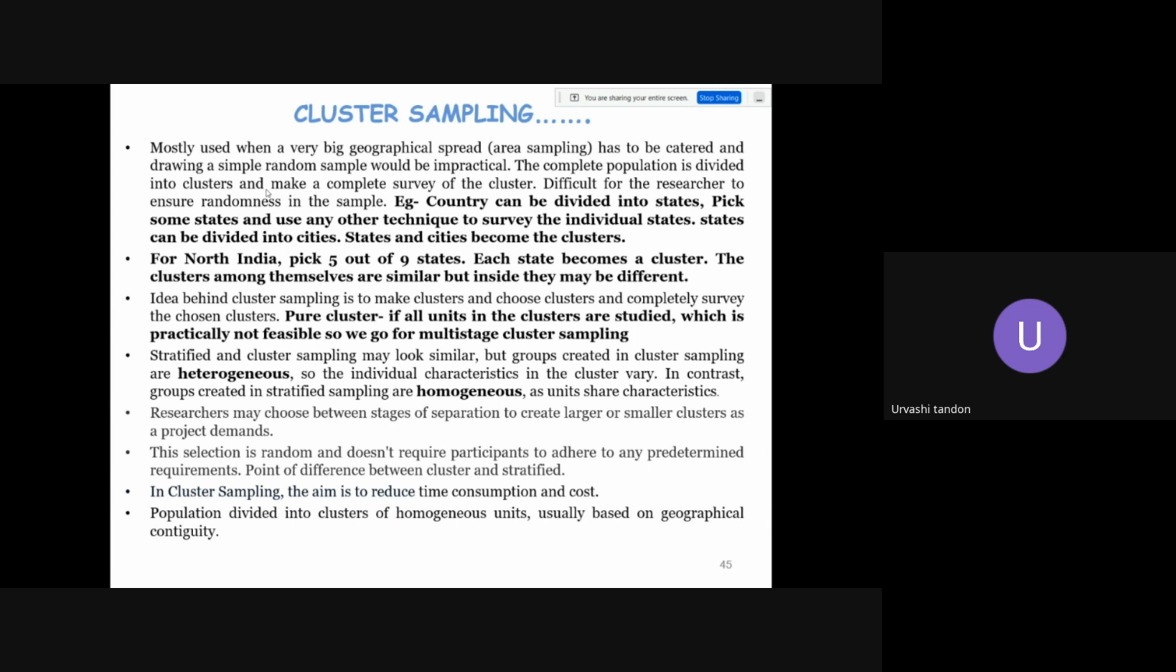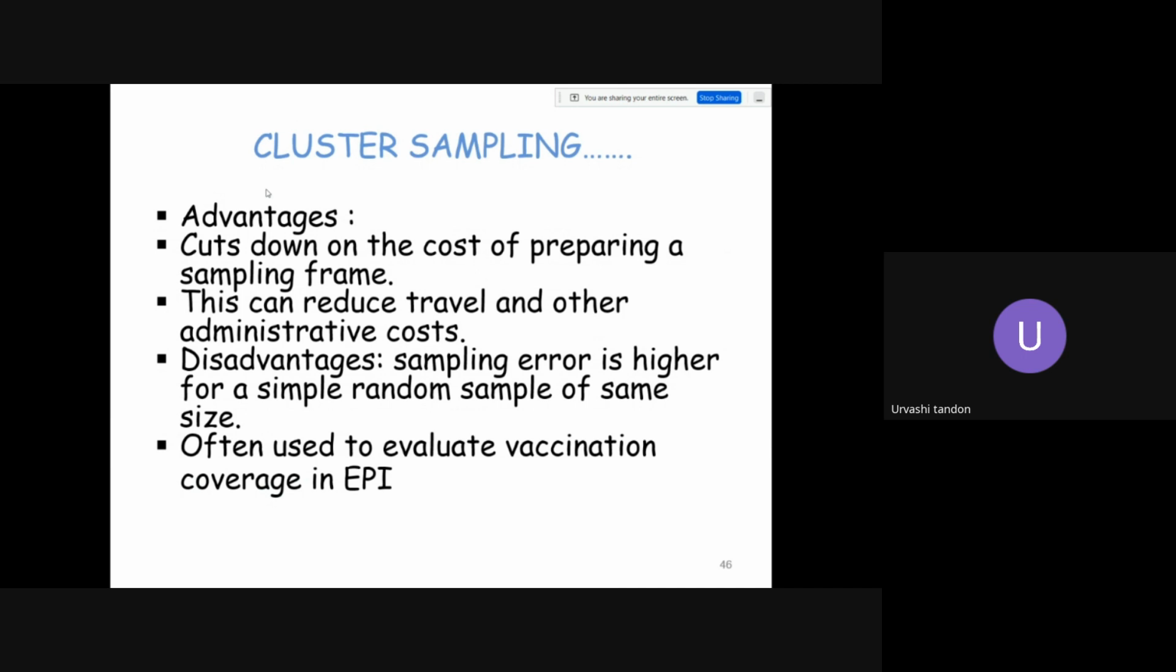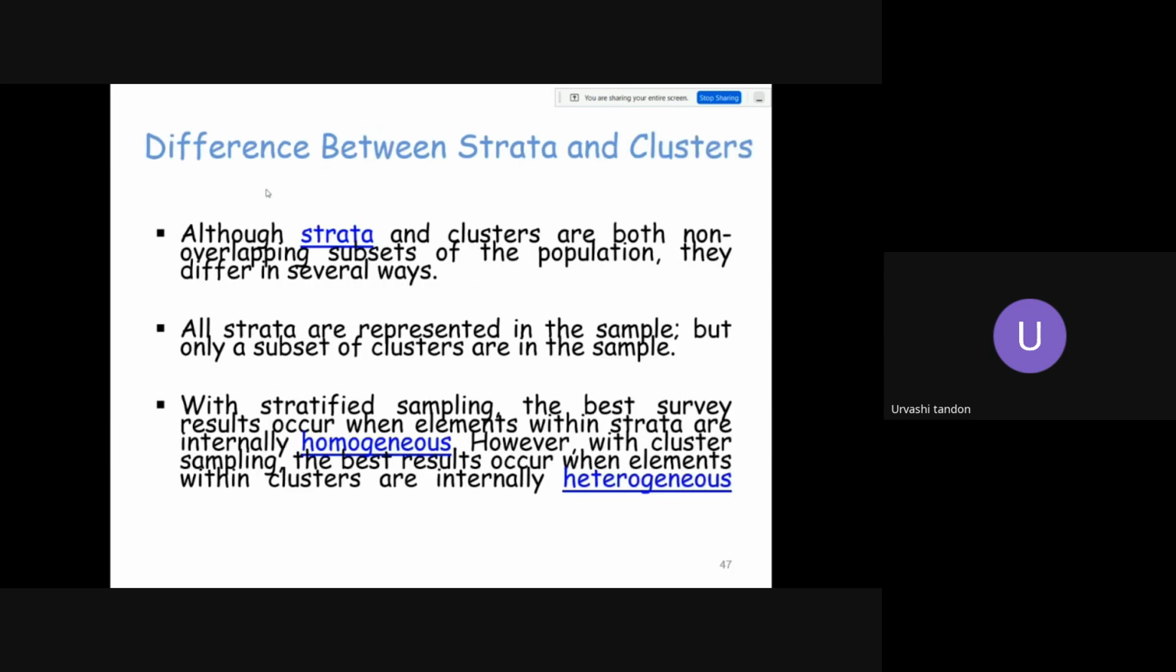So there can be variation within the clusters, right? So the difference between strata and cluster is that in stratified sampling, the strata are homogeneous, whereas in cluster sampling, they are heterogeneous. So researchers may select between the stages of separation, whether you want to go for the large clusters or small clusters, right? So again, it cuts down the cost of preparing a sampling frame, then it can reduce the travel and other administrative costs also.